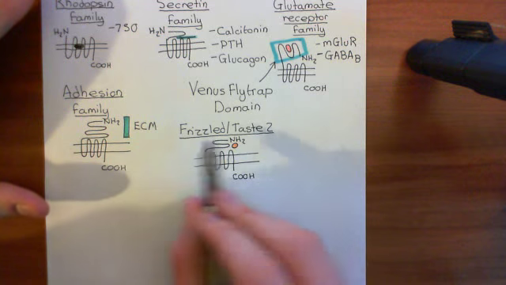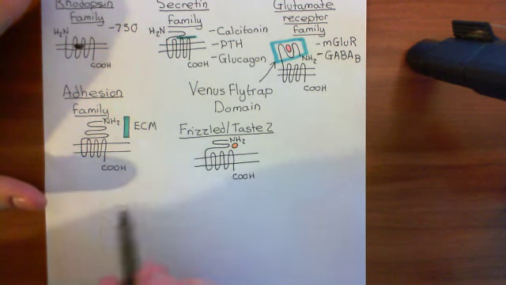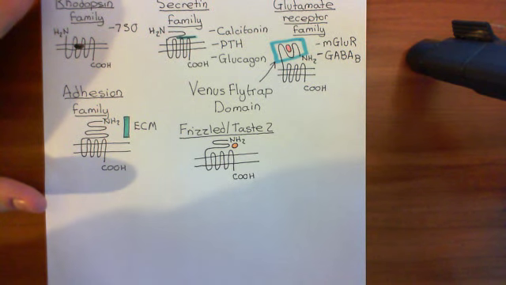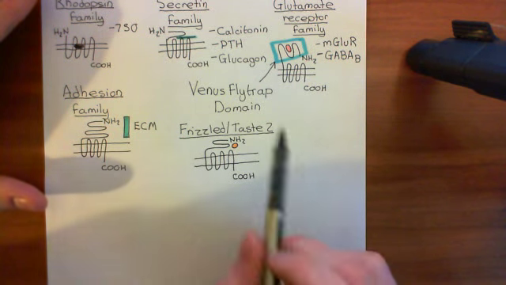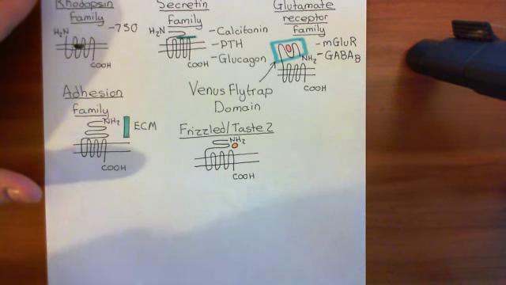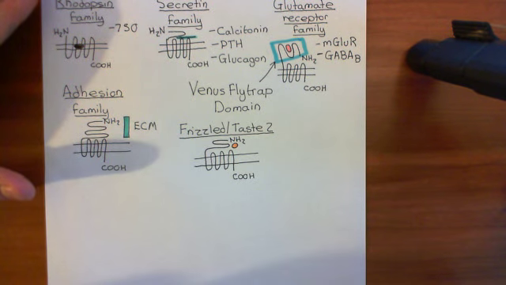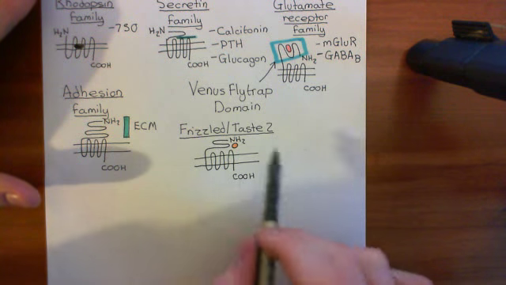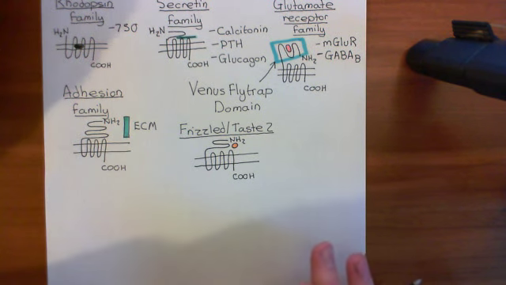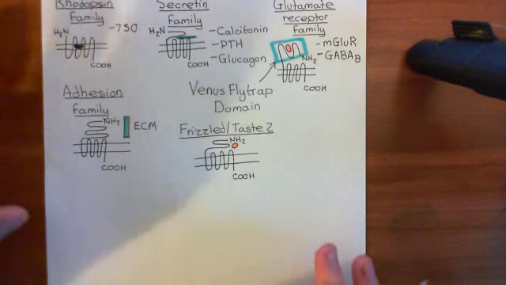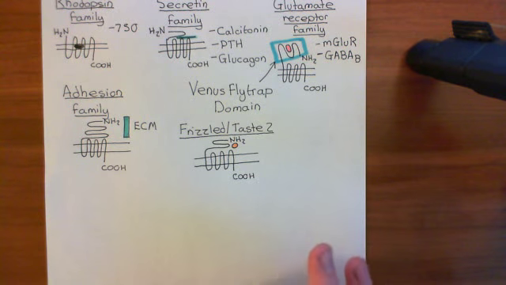Clearly the 2 main members are frizzled and taste2, and frizzled is involved in the Wnt beta-catenin pathway, so its ligand is Wnt, and the ligand for taste2 is bitter tasting molecules, and it's involved in the gustatory system. Right. So those are the 5 different families of G protein coupled receptors.